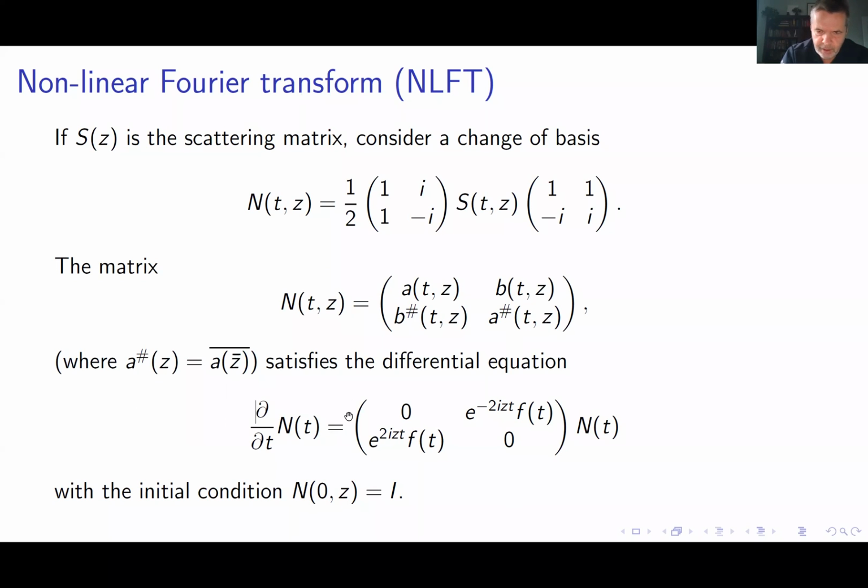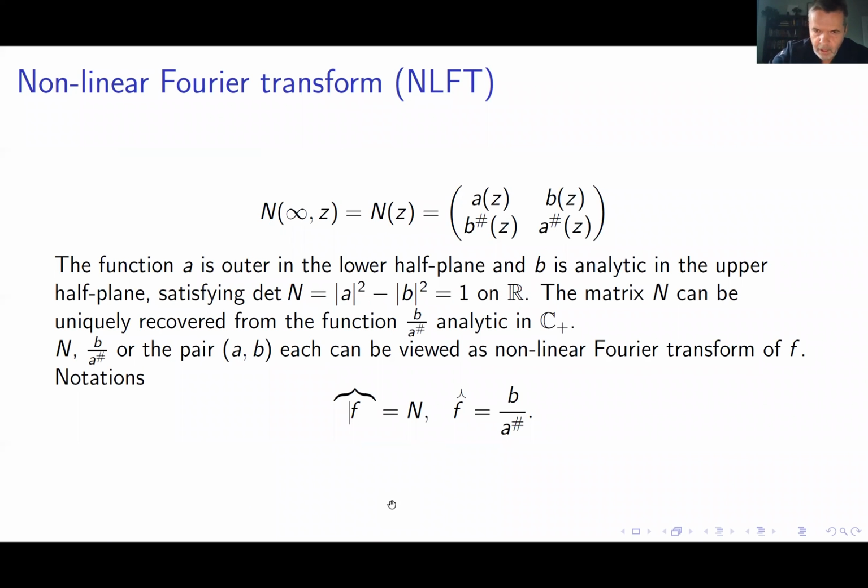And this new function N will satisfy its own differential equation. And here is the differential equation for N. F is still that potential from our original Dirac system, which we assume to be in L2 on the half-line. So if we solve this differential equation with the initial condition I, and then try to tend t to infinity, we will obtain this limit function. Since the limit of the scattering matrix exists and N is just a change of basis for the scattering matrix, this limit matrix will also exist.